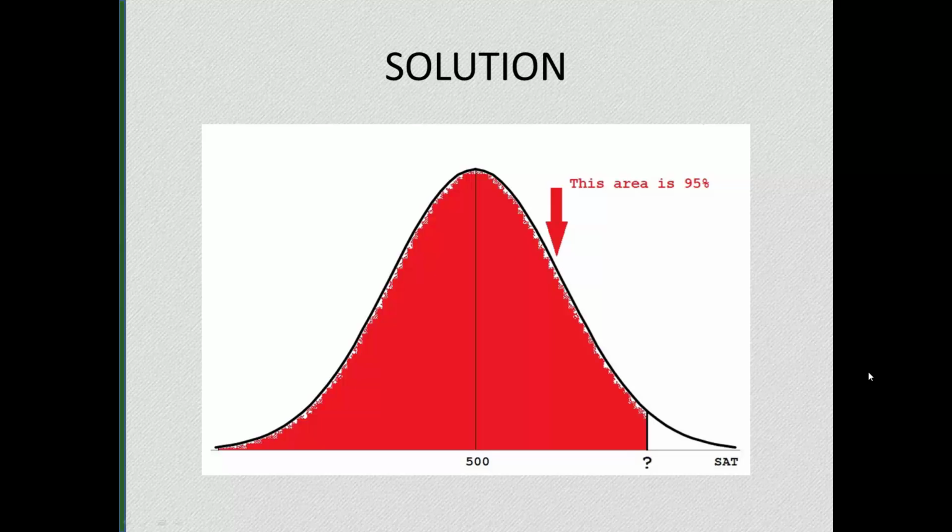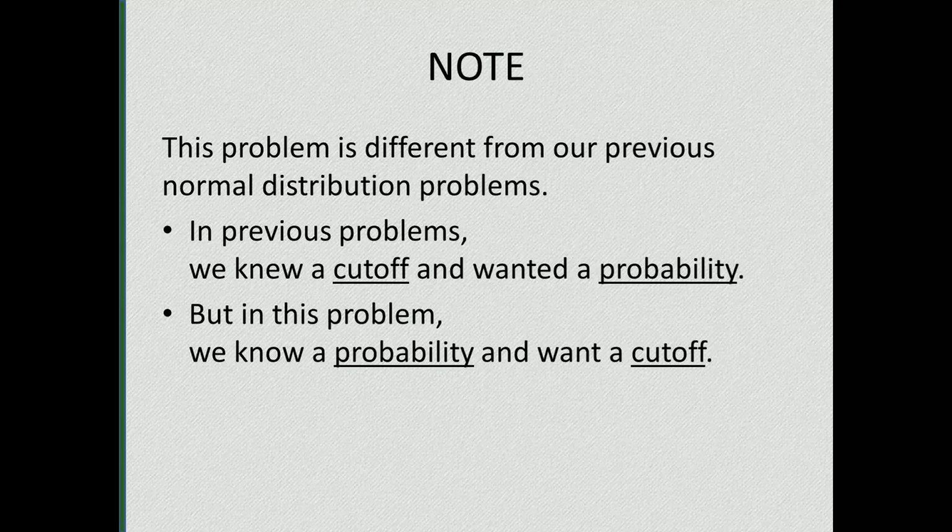Notice what we've done in this problem. In our previous problems, we knew the cutoff score, and we're looking for a probability. We said, given an SAT score of 650, what percentage score that much or less? Now we flipped it around. We know the probability and want the cutoff score. 95%? What's the boundary, the cutoff, that gives us that much of the curve?